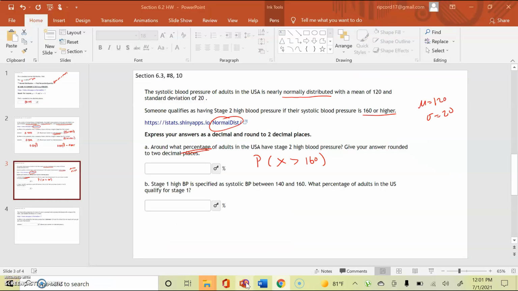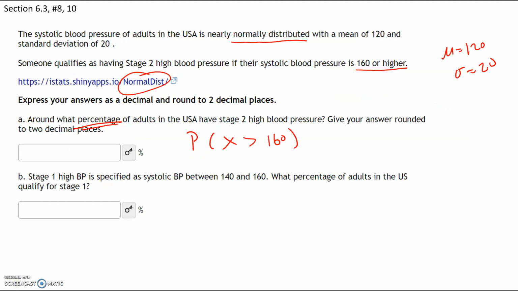They want us to round to 2 decimals. And this time we're going to leave it in percent form. So it's going to be 2.275%. The second decimal is a 7. The number after that is a 5 or higher, so that's going to round to 2.28%.